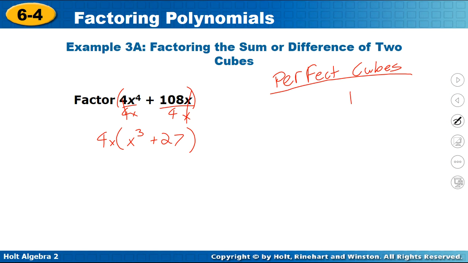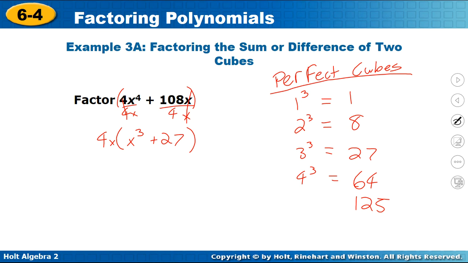1 is a perfect cube. 8 is a perfect cube. 27 is a perfect cube. 64 and 125. There's plenty more. But these are perfect cubes. And why is that? Because 1 is, of course, 1 to the 3rd power, or 1 cube. 8 is 2 to the 3rd power. 27 is 3 to the 3rd power. 64 is 4 to the 3rd power. 125 is 5 to the 3rd power. So you can see how we get these. You do 6 to the 3rd power, 7 to the 3rd power. Those results would, of course, be perfect cubes as well.